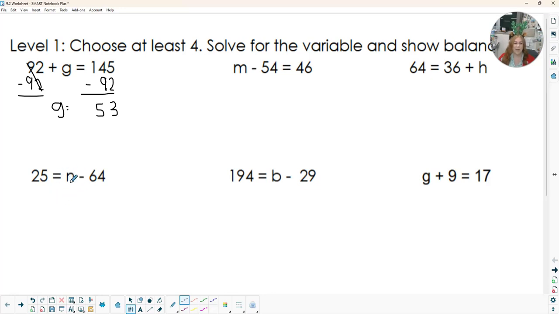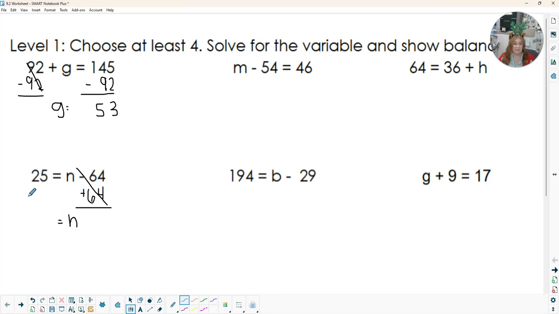So this time we have n that we're trying to get by itself. And I've got to do the opposite to both sides. So we have negative 64, or taking away 64. So the opposite is to add 64. So that ends up canceling out. We had negative 64. We added 64. Now we're at 0. We have nothing left on that side except for the n.